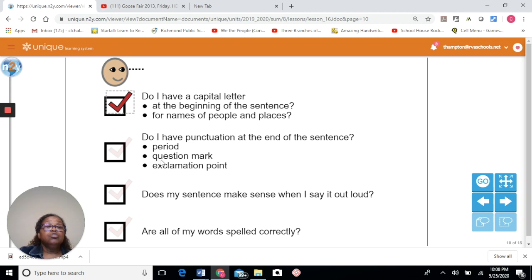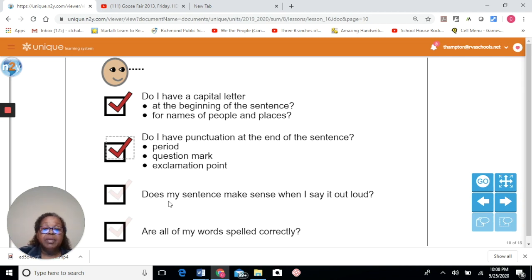Let's see what else. Do I have punctuation at the end of the sentence? Do I have a period, question mark, or exclamation mark at the end of our sentence? And we're thinking about both of our documents. Yes, we do. We took care of that. We made sure that we had punctuation at the end of all of our sentences.